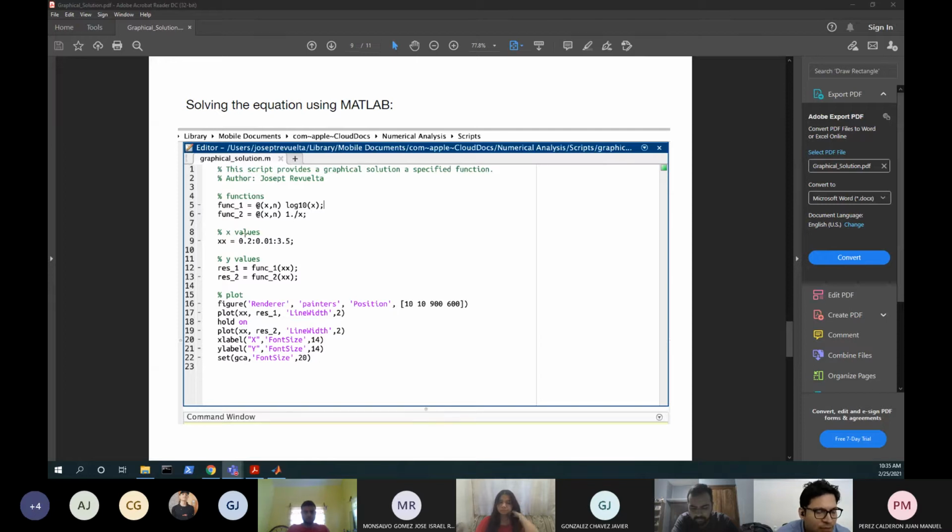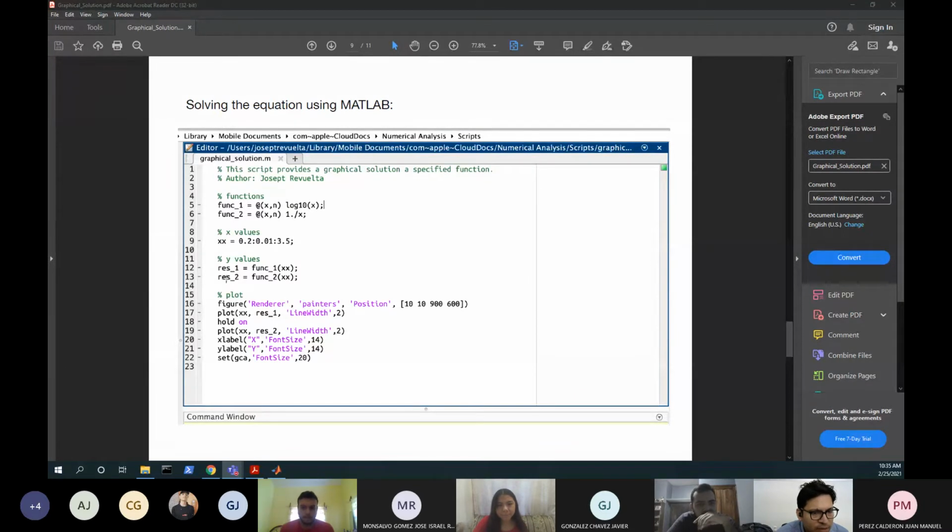Then I have to provide the values where I want to plot, my neighborhood. It goes from 0.2 to 3.5. So A is equal to 0.2 and B is equal to 3.5, right? Now I have to provide the results of my function evaluations. So results 1 is equal to function 1 evaluated in my neighborhood.